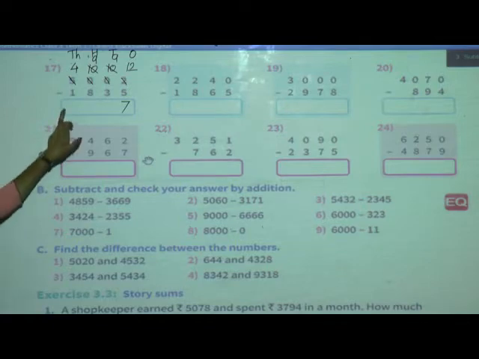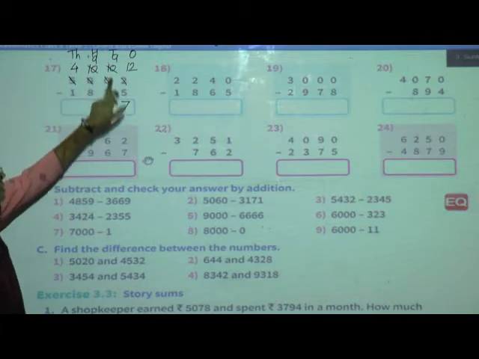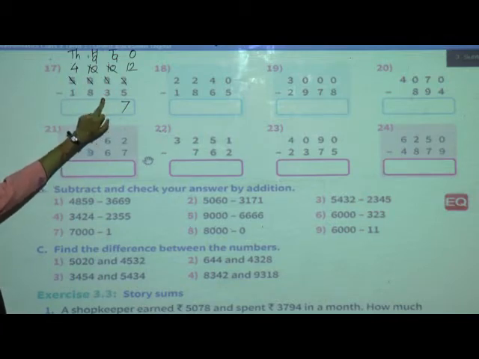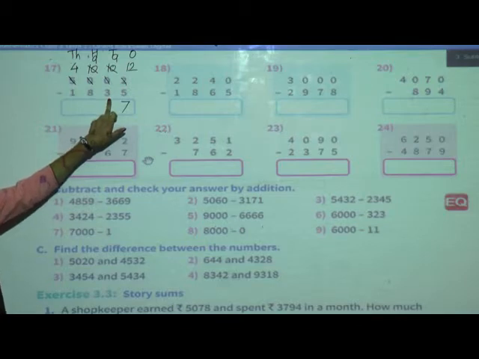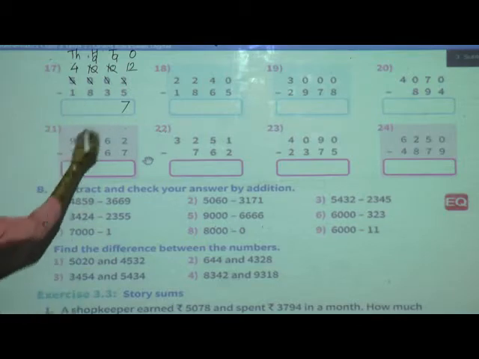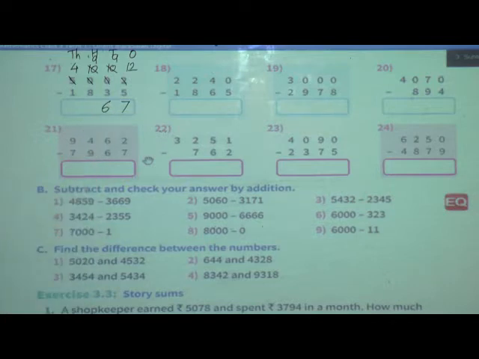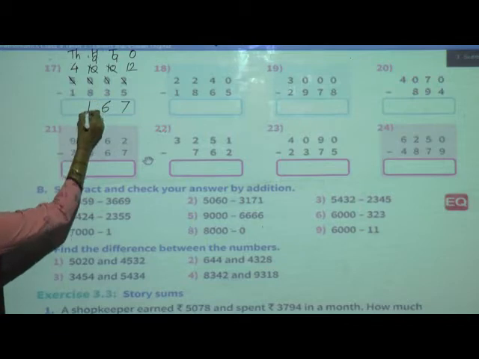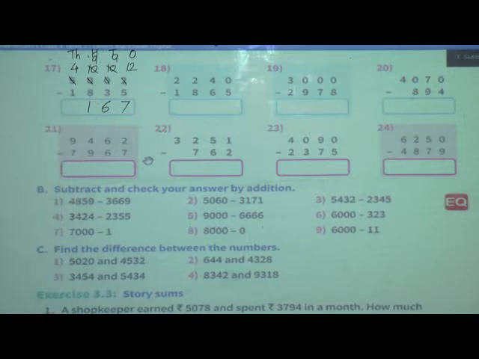Now see the tens place. At tens place in the first number there are 9 tens, and in the second number there are 3 tens. So 9 minus 3, up to 3, count your fingers till 9. 9 minus 3 is 6. So write 6 at tens place. See the hundreds place. In the first number there are now 9 hundreds, and in the second number there are 8 hundreds. So 9 hundreds minus 800, 9 minus 8 is equal to 1. So write 1 at hundreds place.